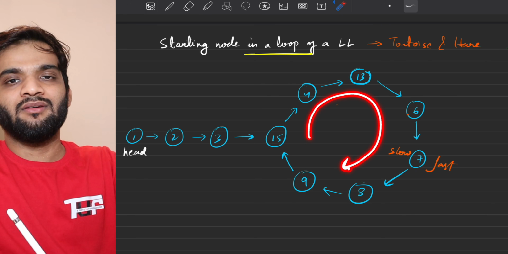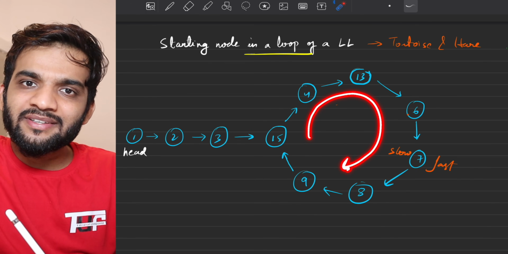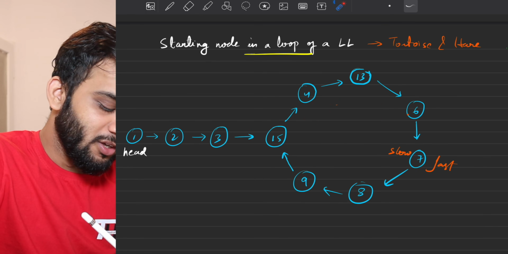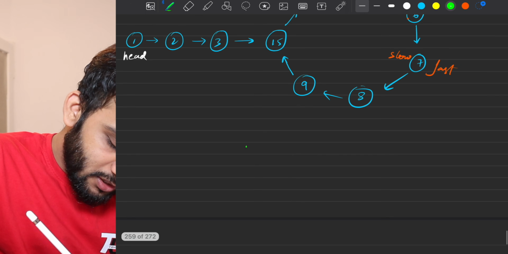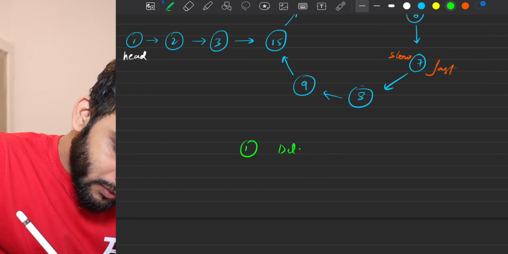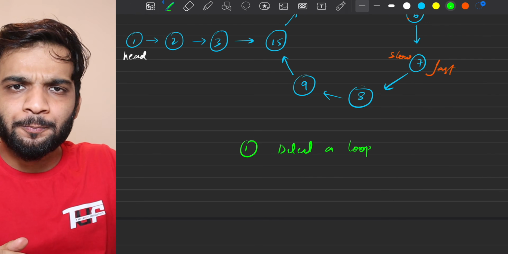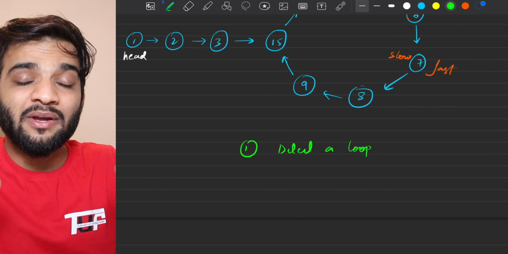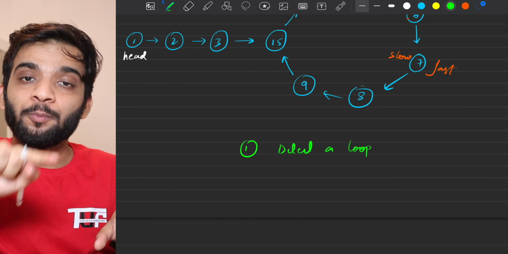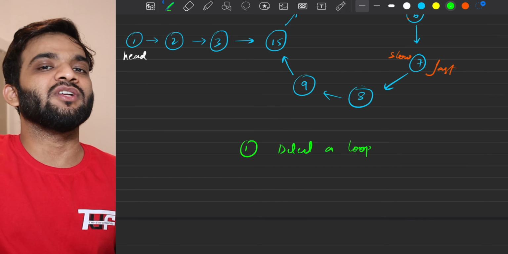If they never collide, that means there is no loop, right? Previous lecture, link is in the description. So step 1 of the algorithm is detecting a loop. That is very important, because if there is no loop, there is no starting point. First, we have to make sure that there is a loop in that linked list. So that is step 1 of this algorithm.